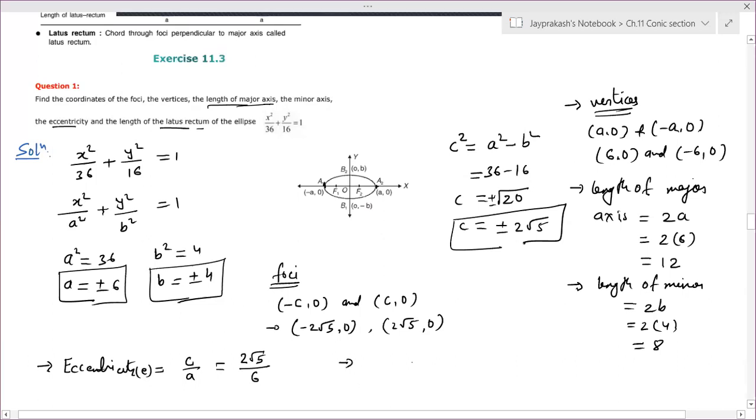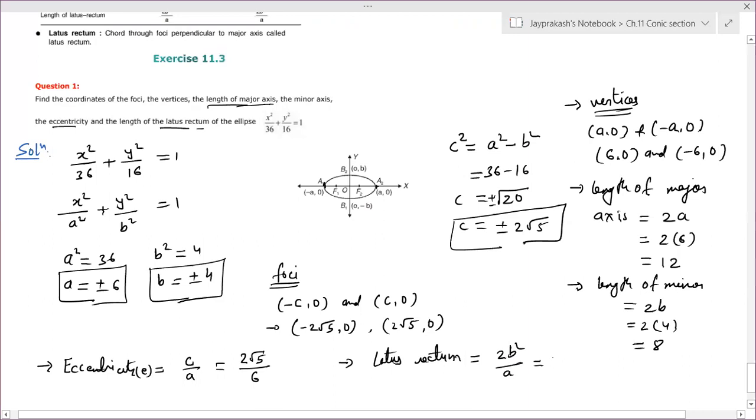Then the last one is the latus rectum. The length of the latus rectum is 2b square upon a. So it will be 2b square, that is 2 into 16, by 6. We have committed one mistake here, that is 16. So 2 1s are 2, 3s are 16 by 3.